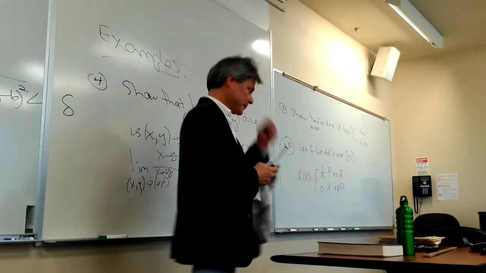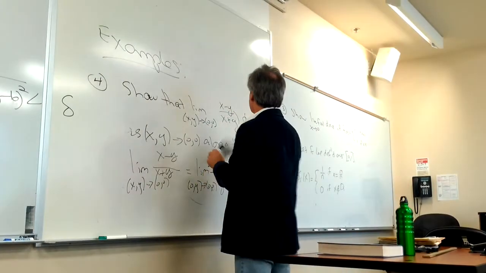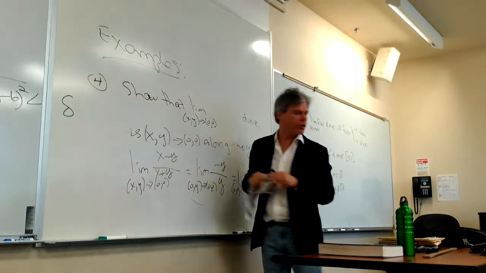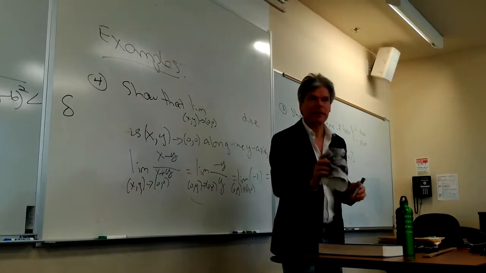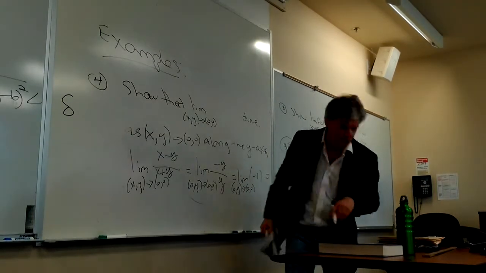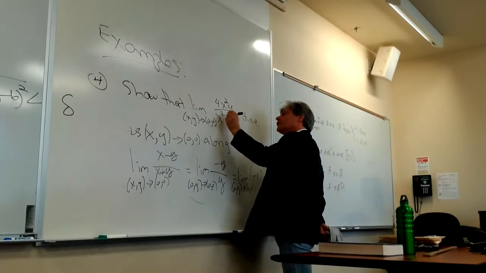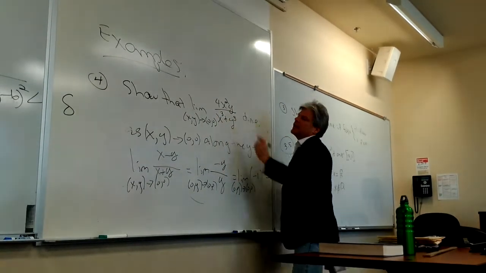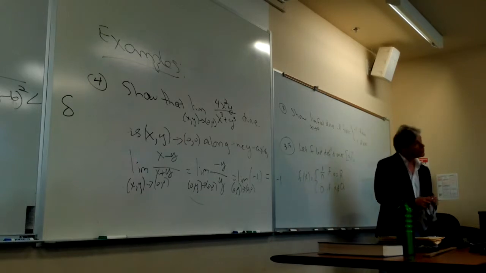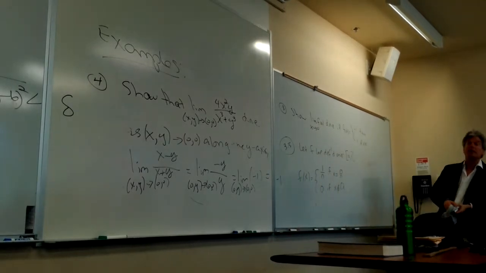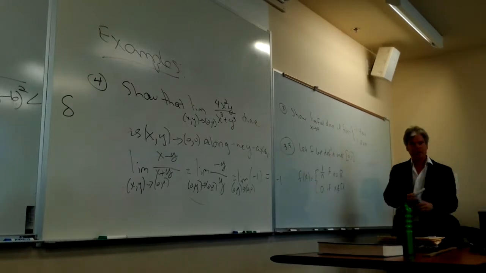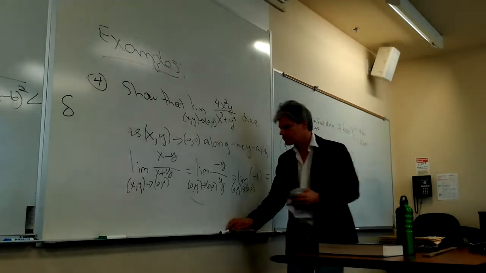You guys, what about this function? Again, I don't have to make this up out of thin air like I usually do. How about 4x squared y over x cubed plus y cubed? Do you guys agree here too, I've got a situation in which I have an indeterminate form? I get a 0 over 0 situation again.